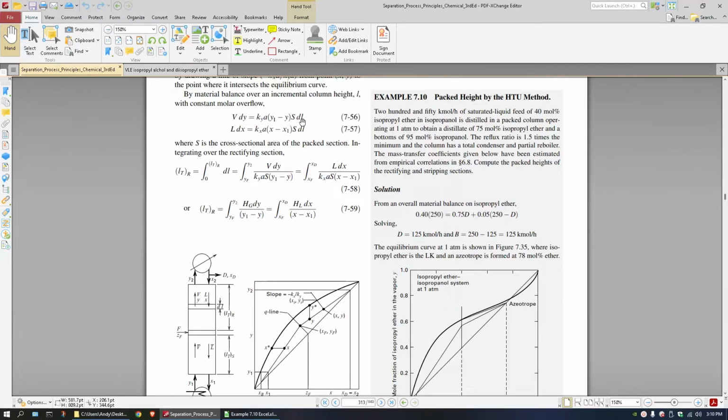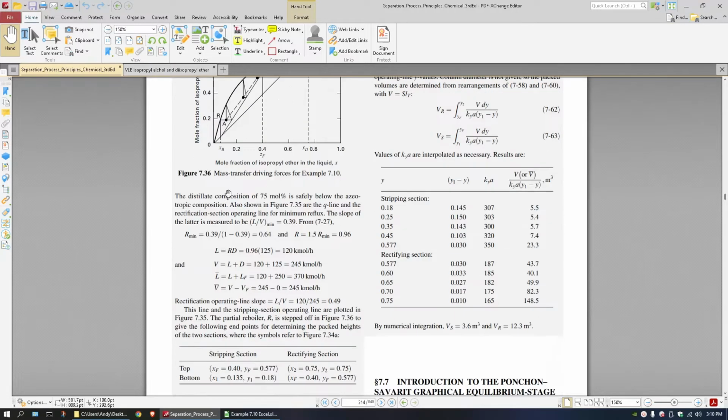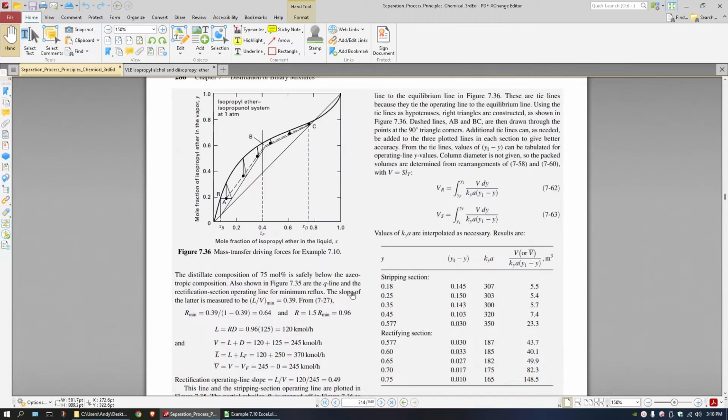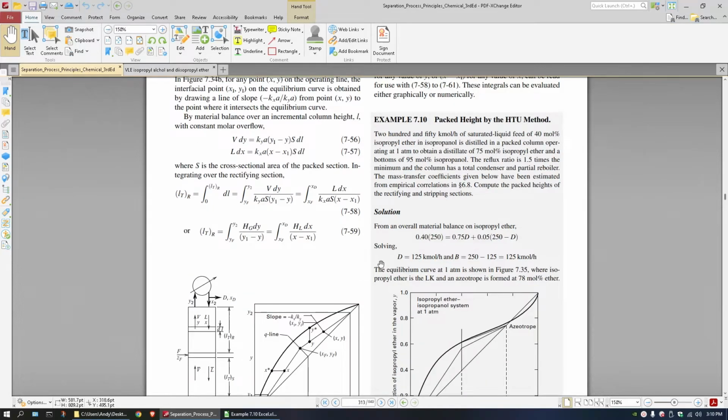The reflux ratio is given as 1.5 times the minimum, and the column has a total condenser and partial reboiler. The mass transfer coefficients are given below, specifically here, which are for 6 values of x. We'll be using those to calculate essentially a line.